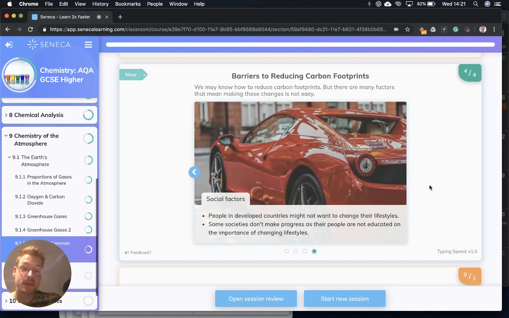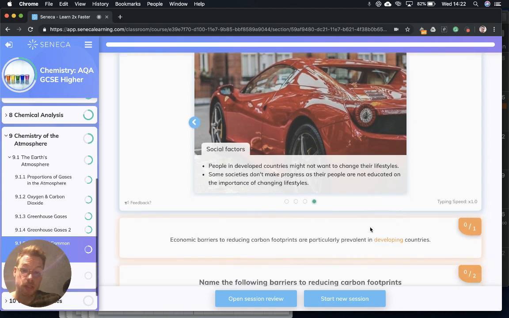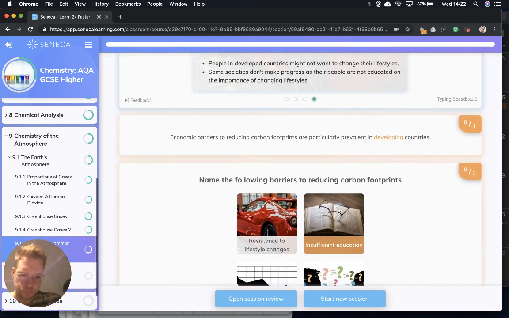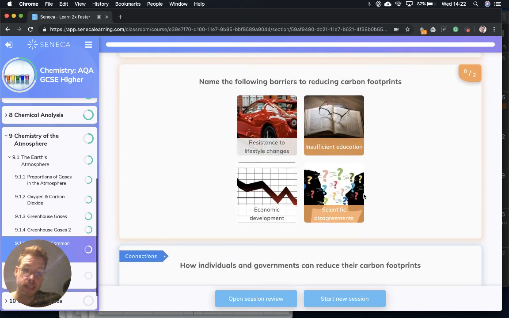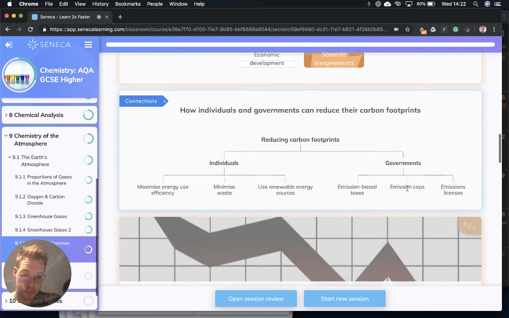And finally, there are also some social factors. People in developed countries might not want to change their lifestyles. And some societies don't make progress as their people are not educated on the importance of changing lifestyles. So 4 key things that can be barriers on reducing carbon footprints. Firstly is resistance to lifestyle changes. Secondly is insufficient education. Third are economic factors. And 4th are scientific disagreements.